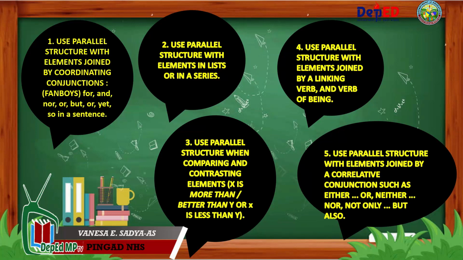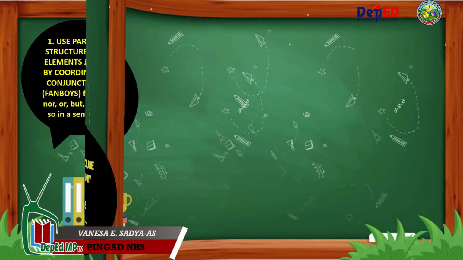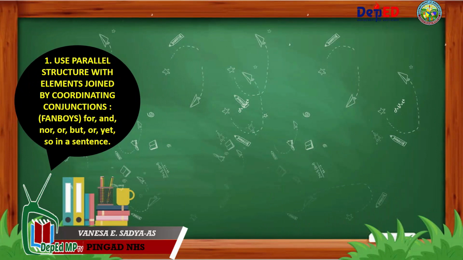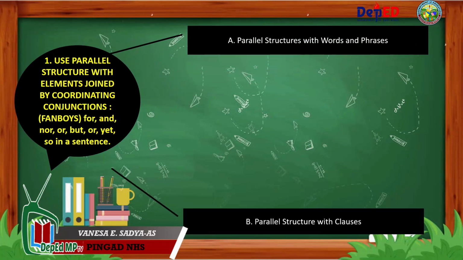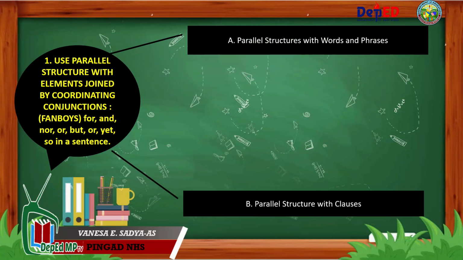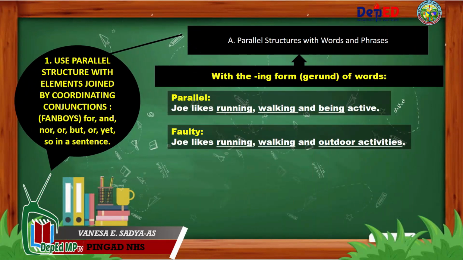Let us now try to expound these 5 concepts. In number 1, we need to take note of 2 ideas. Letter A, parallel structure with verbs and phrases, and letter B, parallel structure with clauses. In letter A, we have the ing form, or what we call gerund. We have here 2 examples, parallel and faulty example.